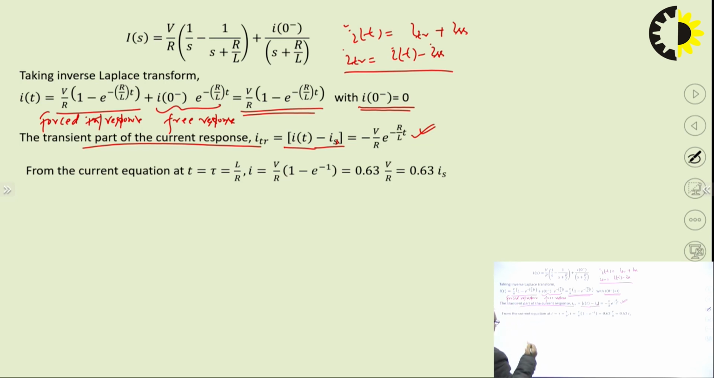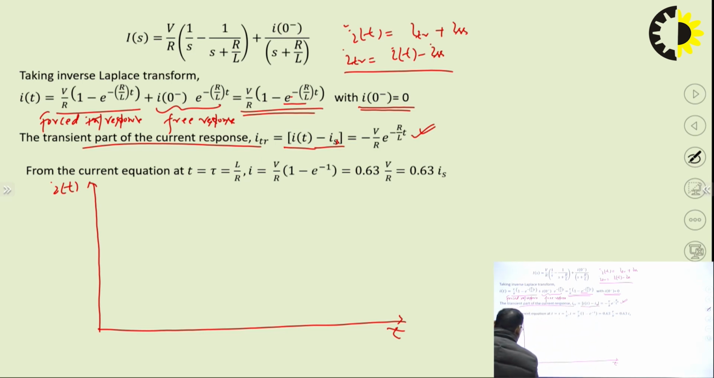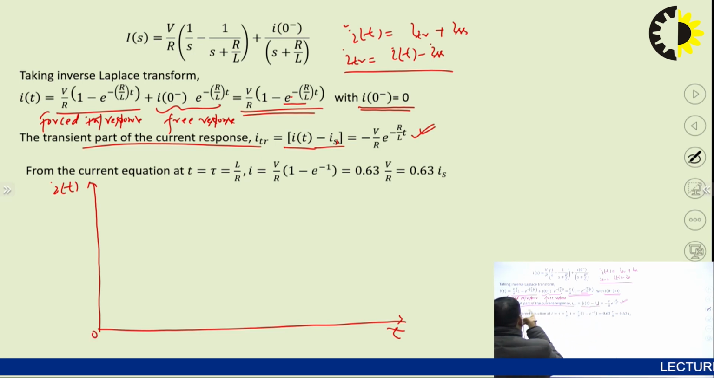If you go to plot the complete response of this RL circuit, say this is your time axis and this is your I_T. Look here, when t is 0, this term is e to the minus t into 0, so it is e to the power 0, which is 1. So, 1 minus 1 is 0. So, at t equal to 0, the total time response or total current of the RL circuit is 0.